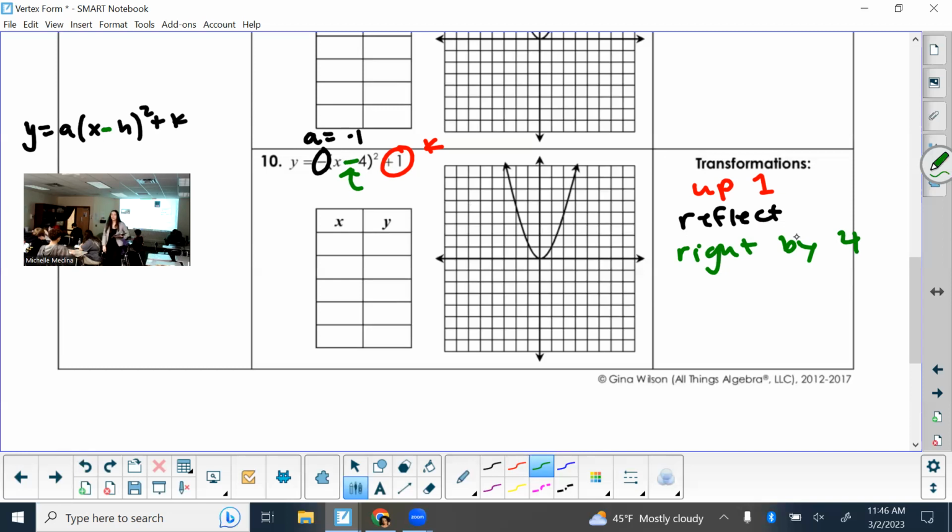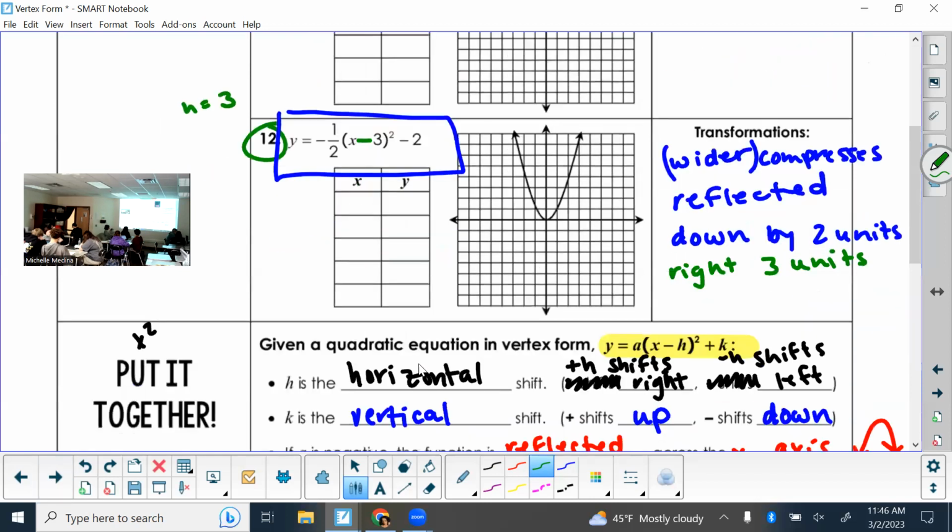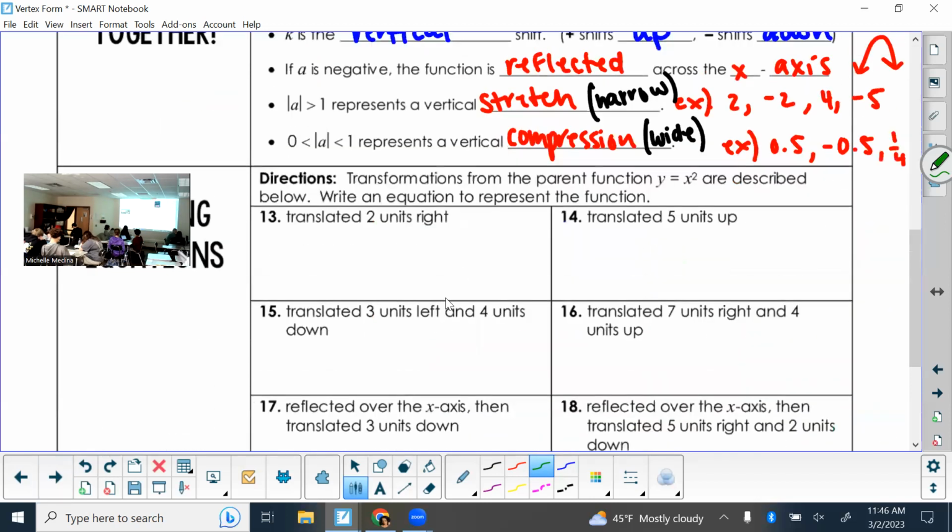All right. So that really covers what'll be on your test, but I know for your practice, you might need to know this last part, which is making the equation given the transformation. So, for example, if it's translated 2 units to the right, what letter does that affect? The A, H, or K? The H. So that's gonna be in parentheses with the X.